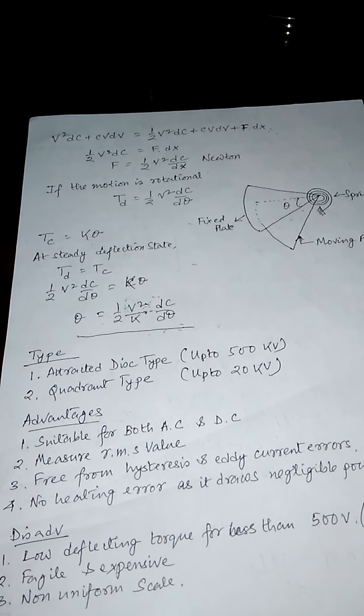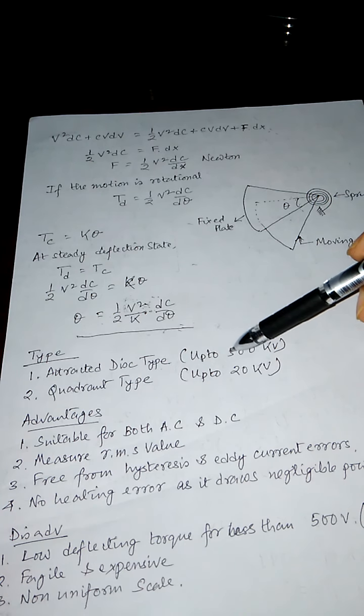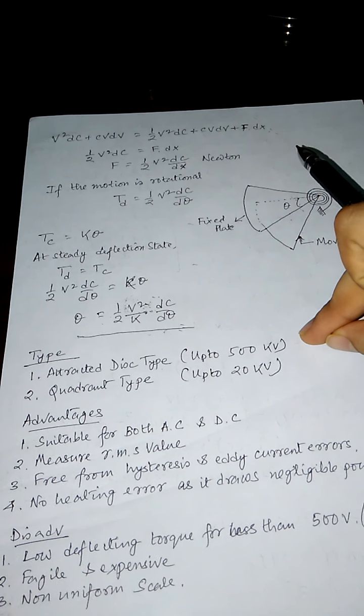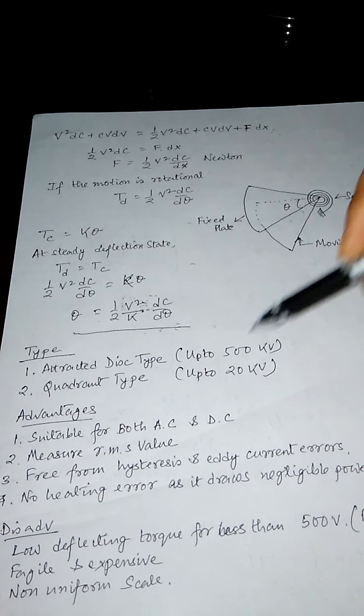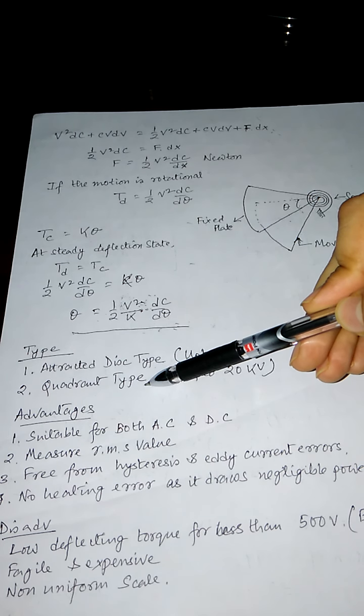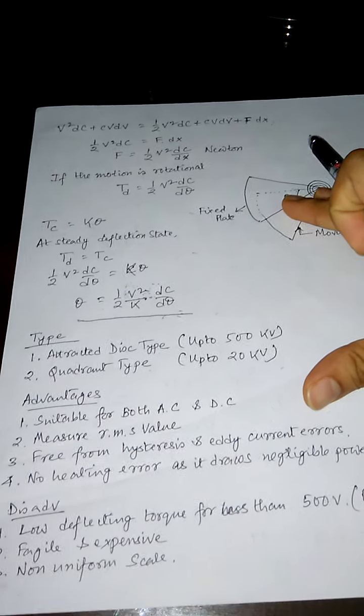Now there are two types of electrostatic instrument. One is the attracted disc type, which works up to 500 kV. Actually, electrostatic instruments work for higher voltages, not lower voltages, because for a lower applied voltage the force is too small, so they are only applicable for higher voltage. The other is the quadrant type electrostatic instrument, with a range up to 20 kV.